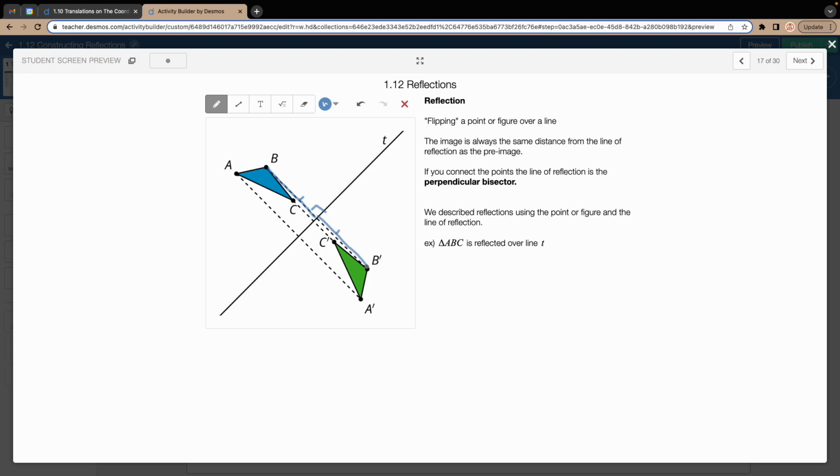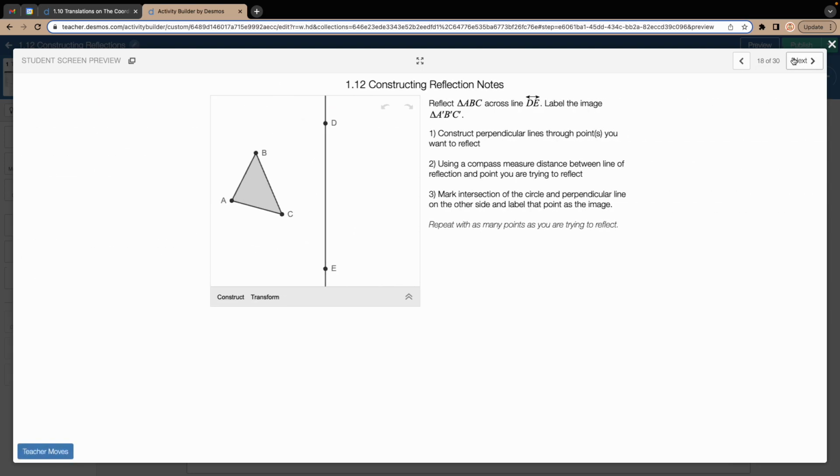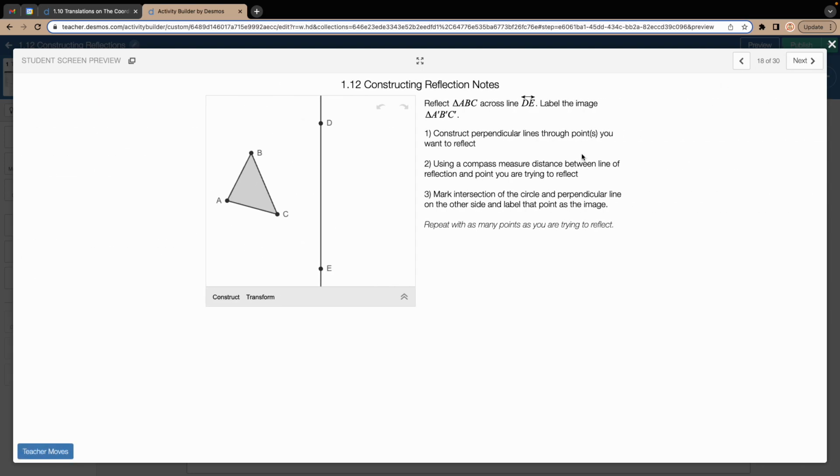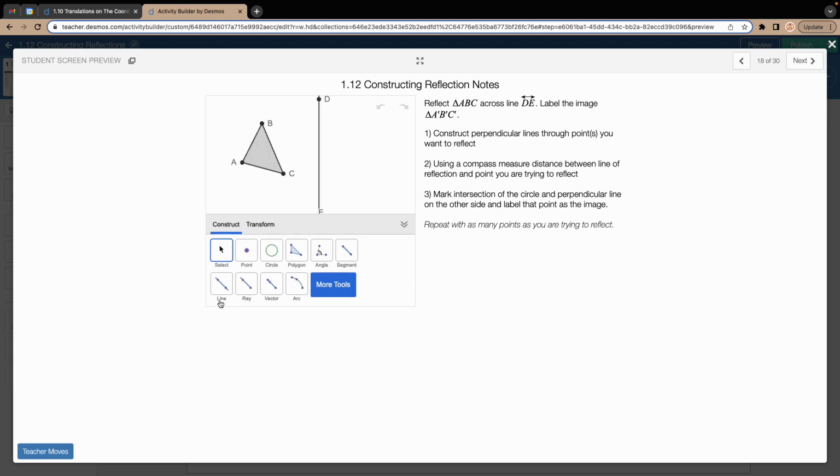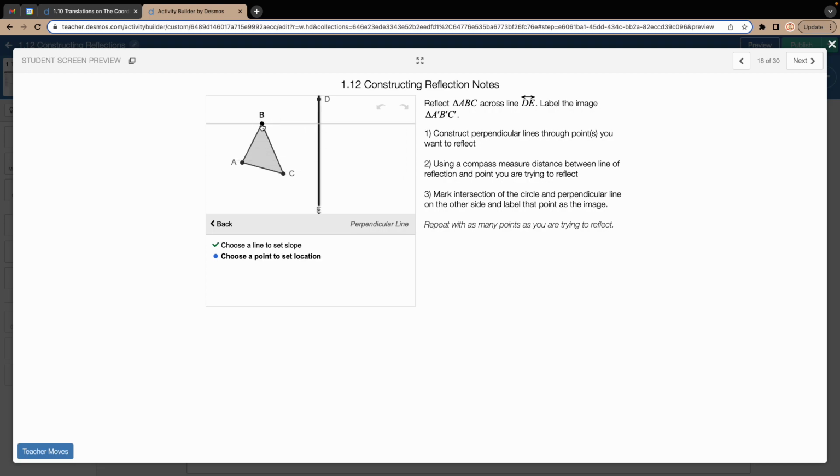We're just flipping it. You could think of it like if it was on a piece of paper and I folded it on line T, it would go to the other side when we fold it. Now how we construct it is we need a perpendicular line through B. In Desmos, there's an easy way to do this. If you hit construct more tools, you can do a perpendicular line. So we want to be perpendicular to this line. Oh, must have hit the wrong button. There we go. So we need to be perpendicular to this line, and we want to hit point B.